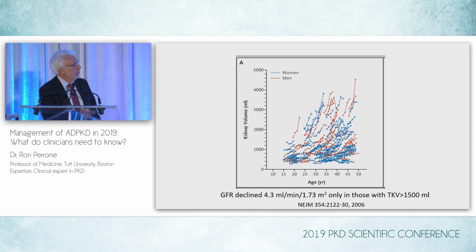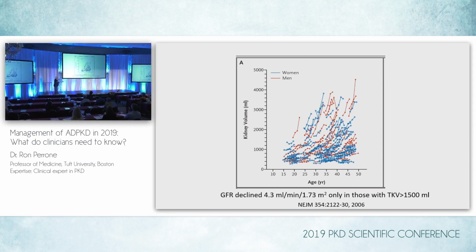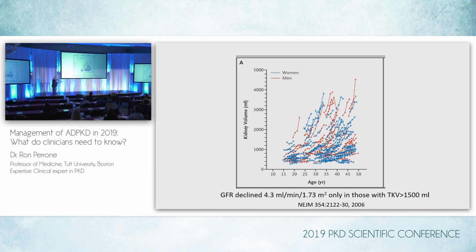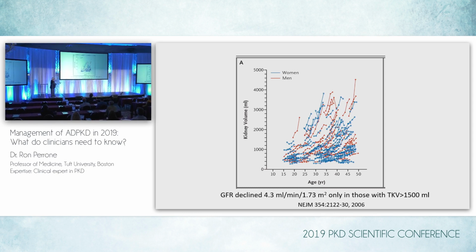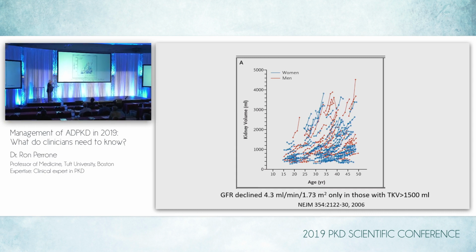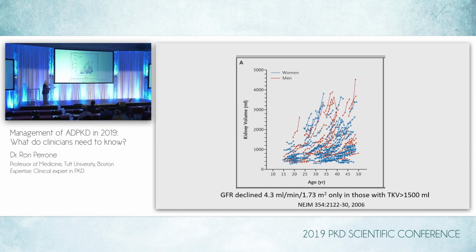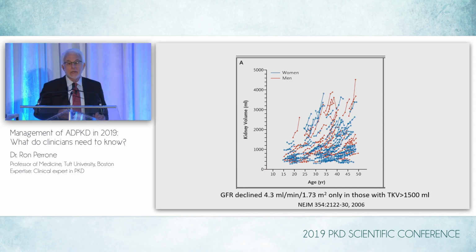This 18-year-old young man had actually fairly remarkable growth in his kidneys over a 3-year period. Growth occurs in both women and men. And notably, during this 3-year study, GFR declined by 4.3 mLs per minute only in those with the largest kidneys, that is, kidney volume greater than 1,500 ml, which is about 5 times the size of 2 normal kidneys.